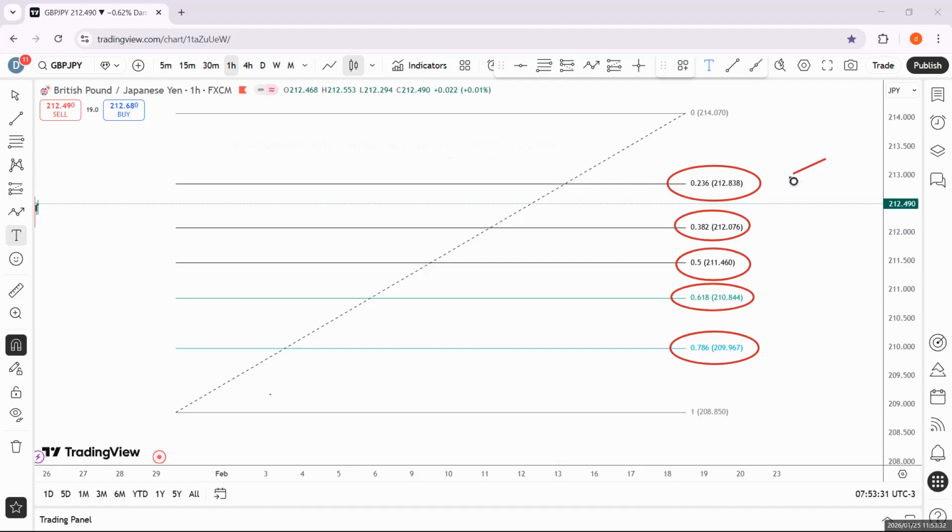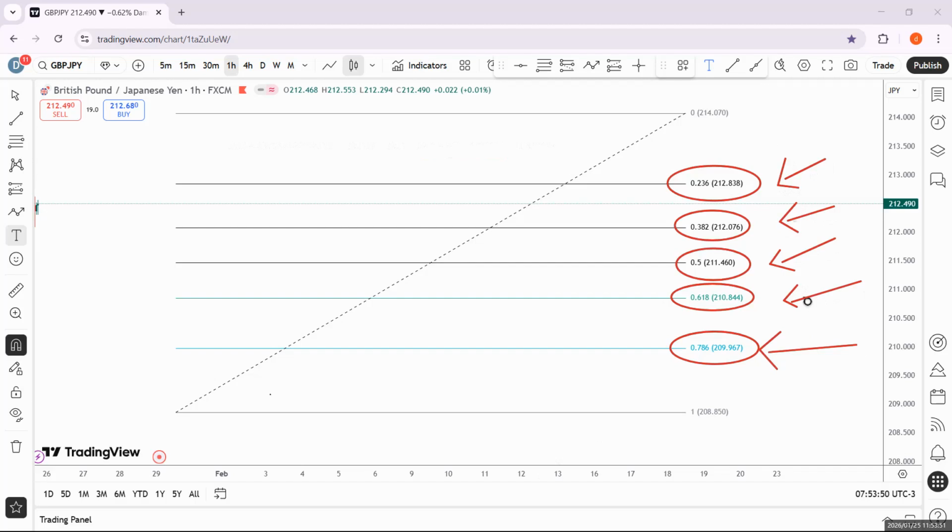We can see the 23.6. This is a Fibonacci retracement level. We can see the 38.2 Fibonacci retracement level. We can see the 50.0. We can see the 61.8, and we can see the 78.6. All of these levels are Fibonacci retracement levels.